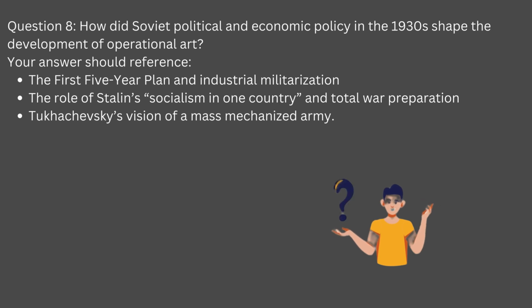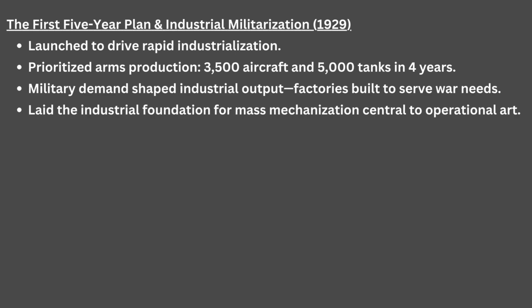Part 1. The first 5-year plan and industrial militarization, 1929. In 1929, the first 5-year plan was launched to drive rapid industrialization. But this wasn't just about building factories, dosto, it was about militarizing the economy. Key priorities: 3,500 aircraft and 5,000 tanks produced in just 4 years. Military demand shaped industrial output. Factories were built specifically to serve war needs.